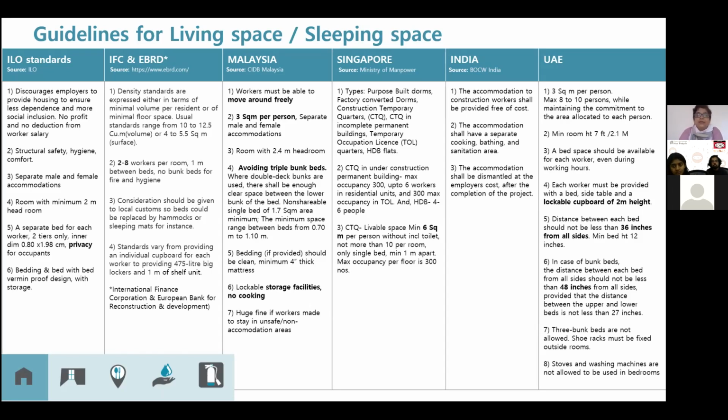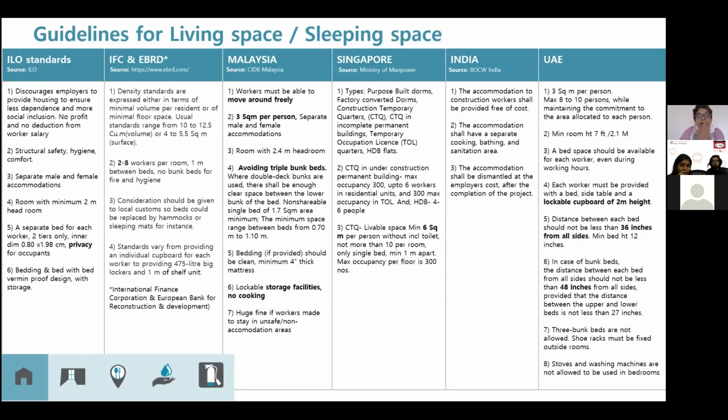IFC is the one for World Bank or any project financed by EBRD, those are big projects. They have mentioned the cubic meter per person, air volume per person, and area per person, which is 4 to 5.5 square meters per person. They have also said don't pack workers in a room. Overcrowding has to be avoided. You have to put in not more than 8 workers per room, ideally 2 workers per room. IFC has very specifically mentioned the storage area per person.